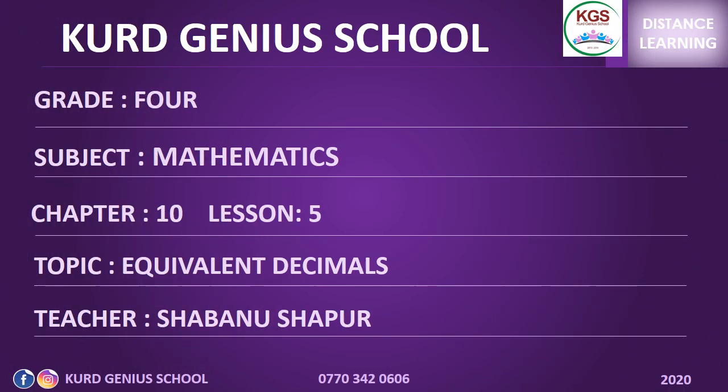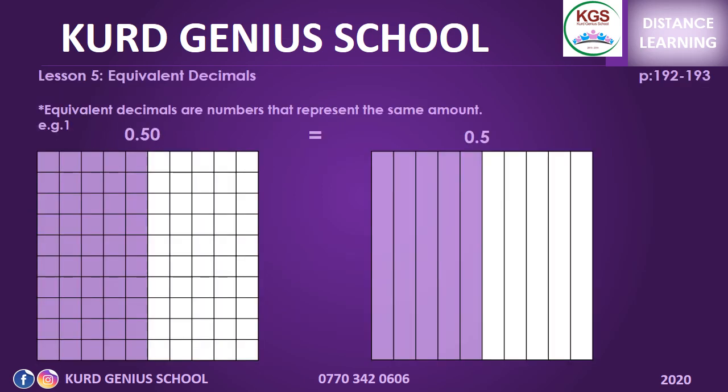Chapter 10, Lesson 5, Equivalent Decimals, page 192 to 193. This subject is very easy, so pay attention. It takes 5 minutes to understand everything. Equivalent decimals are numbers that represent the same amount. How? We have example given 1. Remember that we studied equivalent fractions. It's similar to that subject.